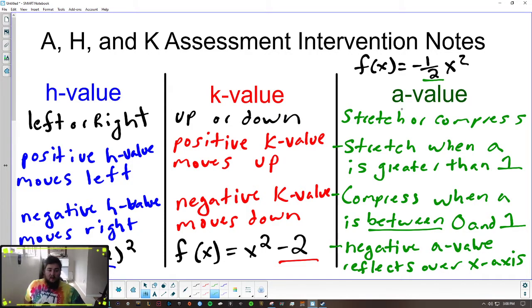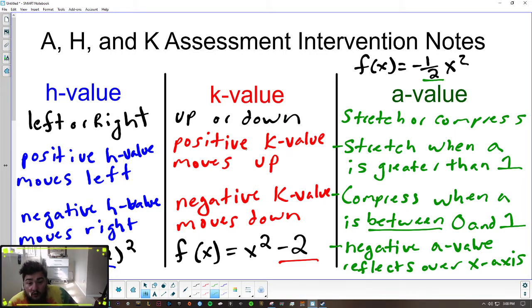The a value will either stretch or compress the graph. Because it's between 0 and 1, 1/2 is between 0 and 1, it's going to compress the graph. But we can see it's also negative, which means not only will we compress the graph, we're also going to reflect our graph over the x-axis.